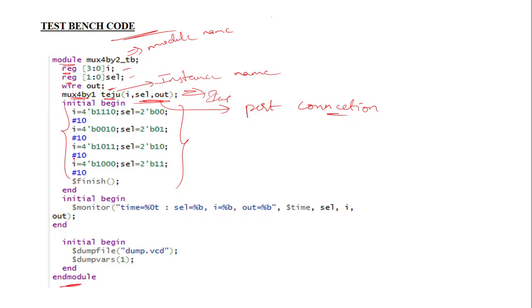Then in the initial block we give different combinations of input and give some delay, like that. Then the begin is stopped by end. These are our print statements.